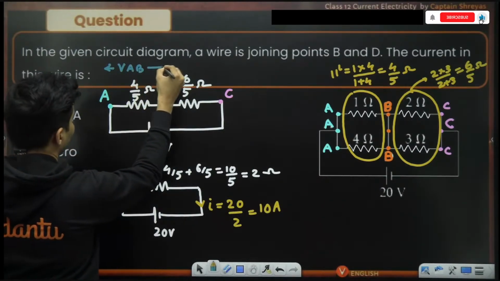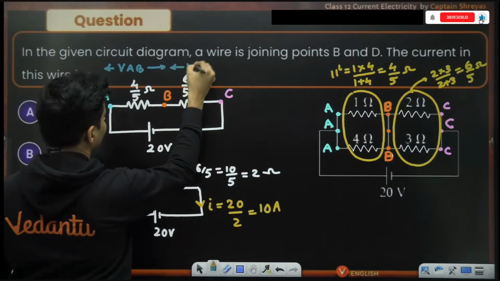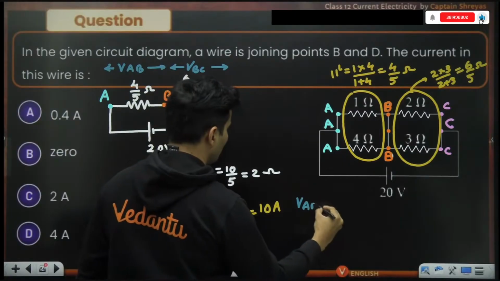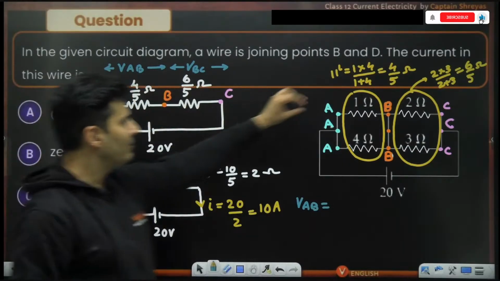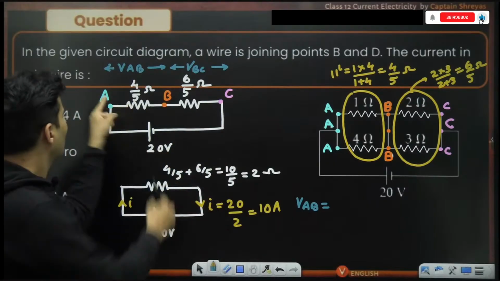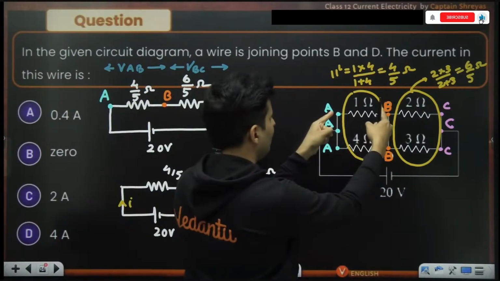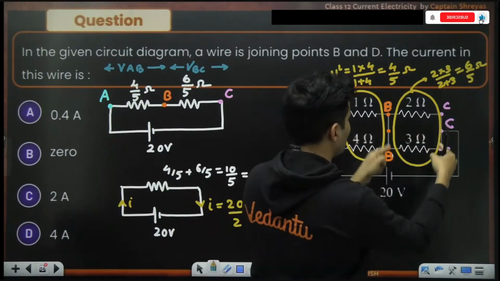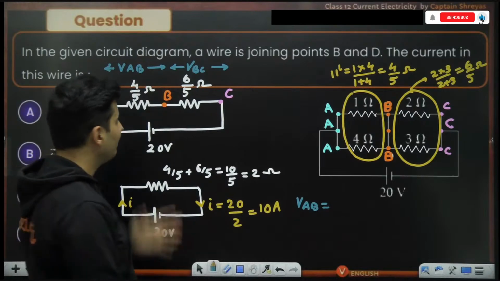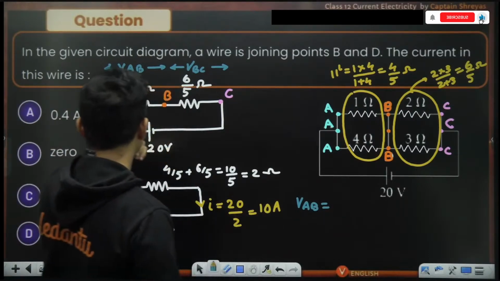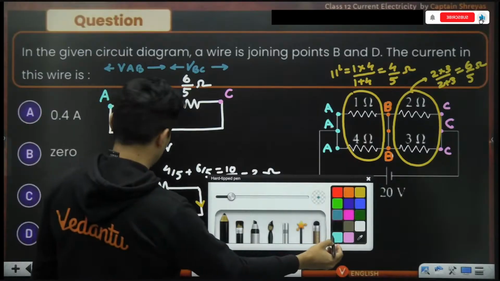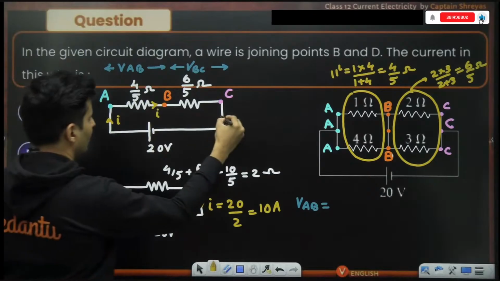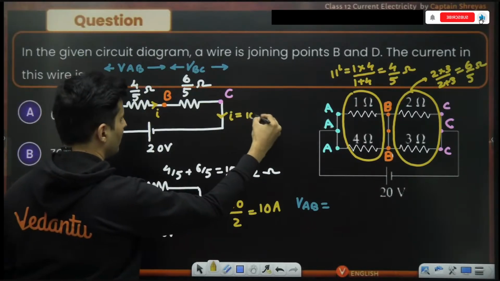VAB, how much will that be? And how much will VBC be equal to? Let's just find that out for our sake. Maybe that will help me figure out individual currents, because whatever voltage is there here will be across 1 and 4, and whatever voltage is there here will be across 2 and 3, because they are in parallel. Okay, VAB will be I into R. The same current will flow here, and will flow like this.